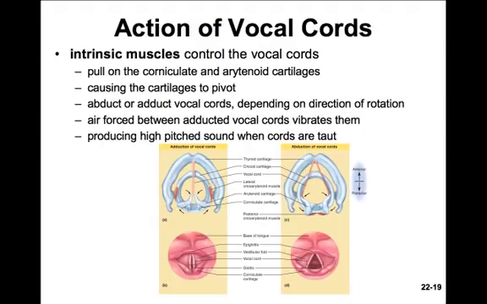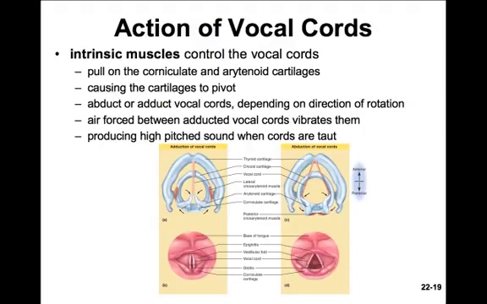These intrinsic muscles pull on the corniculate and arytenoid cartilages, causing them to pivot. So you can see in these two figures here, basically these two muscles between the arytenoid and cricoid cartilage will pull on the arytenoid cartilage and pivot it, thus drawing the cords wide. And then another pair of little muscles that go between the arytenoid cartilage and the cricoid cartilage will pull that gate closed again. This pivoting of the cartilages causes abduction or adduction of the vocal cords, depending on the direction of the rotation.